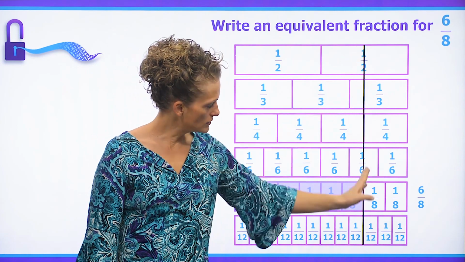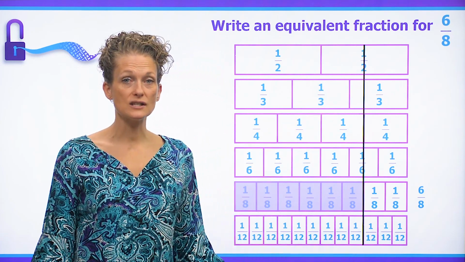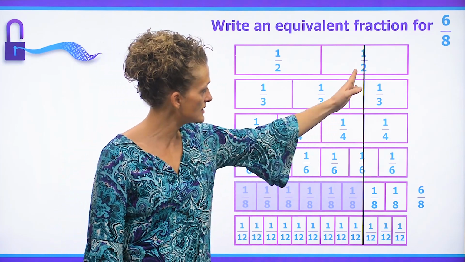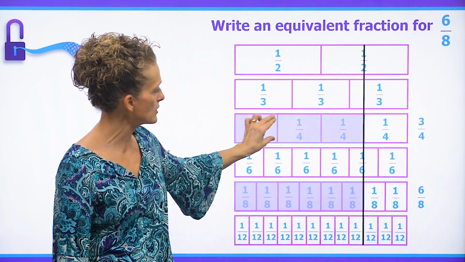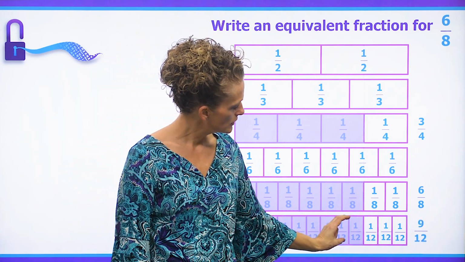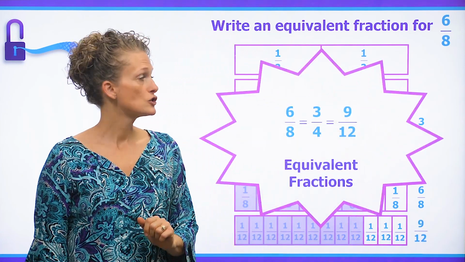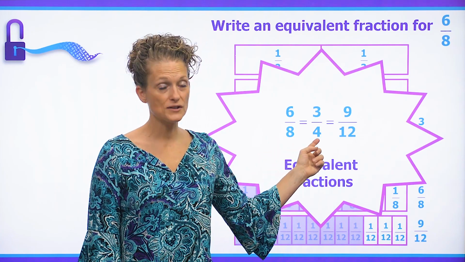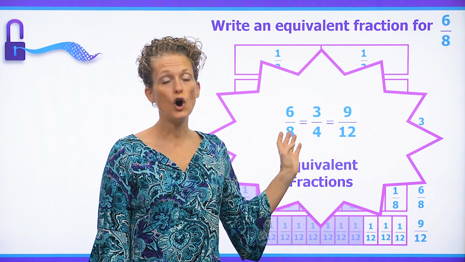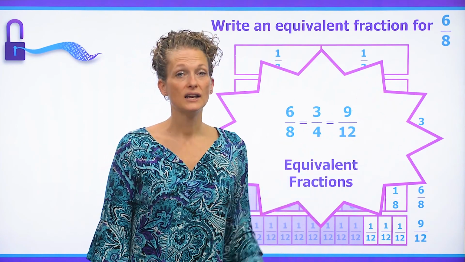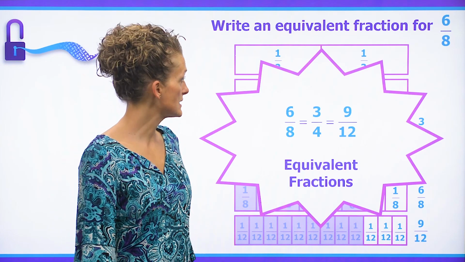So we draw our line, and we see what other fractions part of the fraction strip lines up with this line. And we can see that up here we have 3/4, and also down here we have 9/12. So 6/8 we could say is equal to 3/4 or equal to 9/12. These are all equivalent fractions. So either 3/4 or 9/12 is equivalent to 6/8.